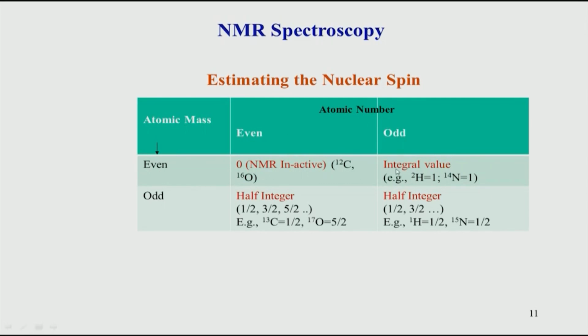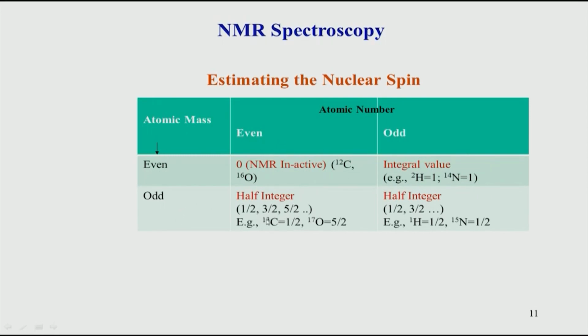Now, let us look at an example where you have odd atomic number and even atomic mass. Examples are deuterium, an isotope of hydrogen, and nitrogen 14. Nitrogen 14 has 7 protons and 7 neutrons, so it has an even atomic mass, but the atomic number is odd. Such an atom or nucleus will have what is called an integral value of spin, which means the spin will be integer multiples of 1 and so on.